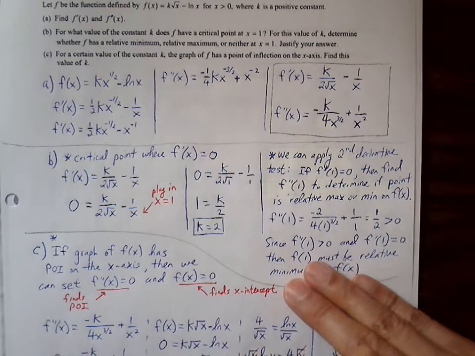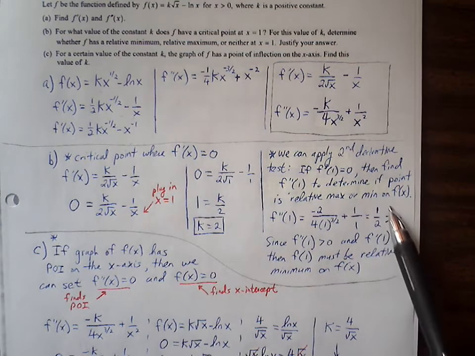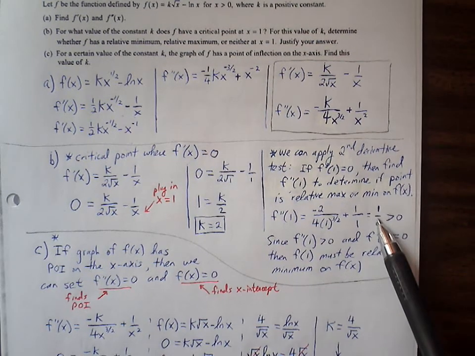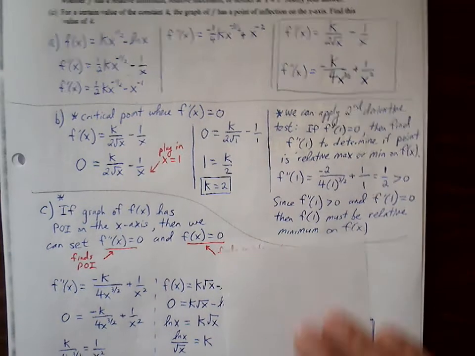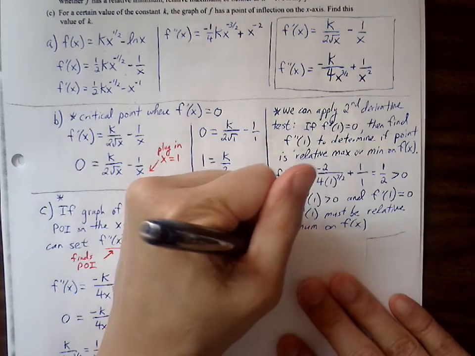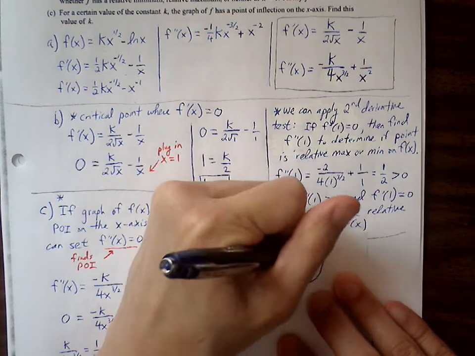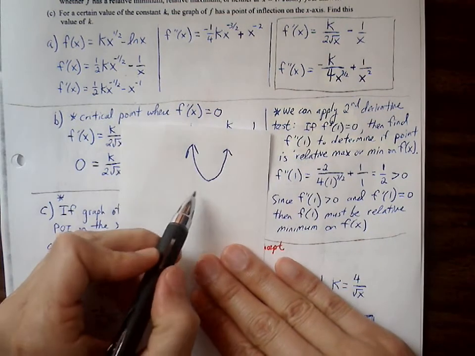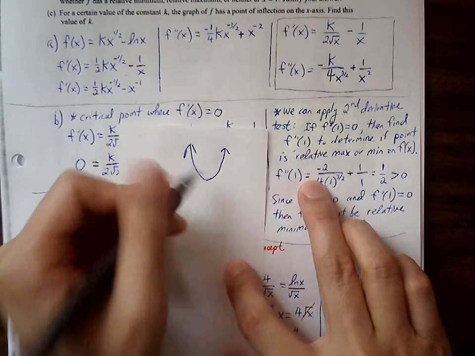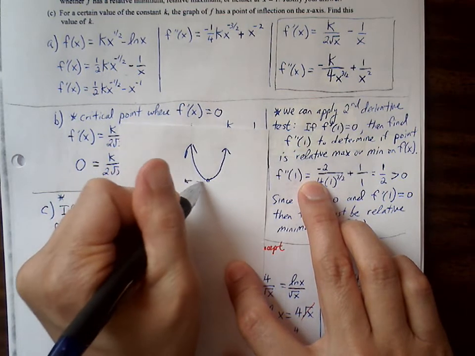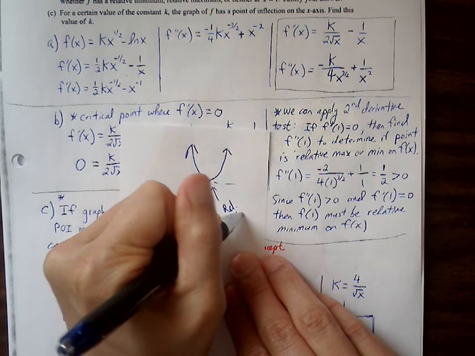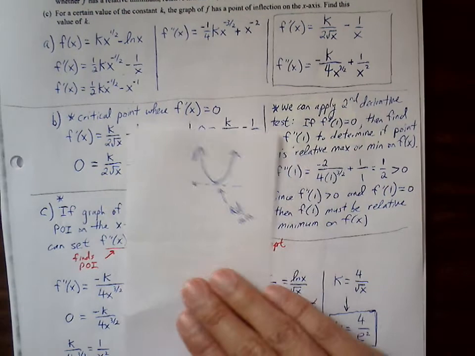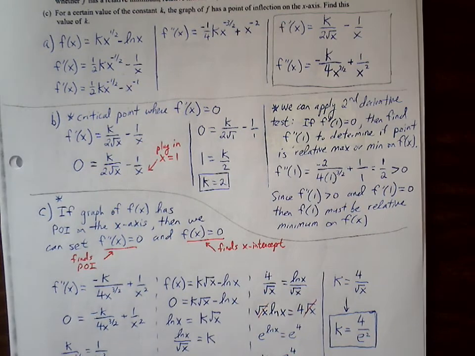So if my second derivative value is 1/2, that means that this part of the graph must be part of a concave up graph. If the curve is part of a concave up graph, that means the graph will look something like this. And if my graph is part of a concave up graph, and I know that my slope is 0, then using those two pieces of information, I know that this must be a relative minimum. Okay? By the second derivative test.